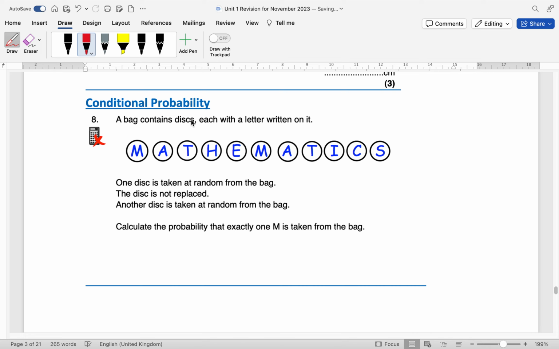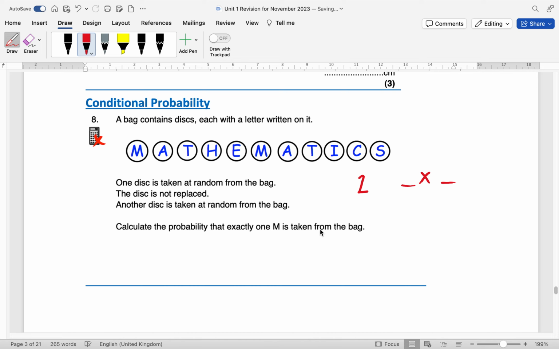Okay, how many discs are we taking? Right, conditional probability, so without replacement. One disc is taken from the bag, the disc is not replaced, another disc, so we're only taking 2. Okay, so we're taking 2. So this is going to be something times something, or I'm going to list my combinations. So calculate the probability that exactly one M is taken.